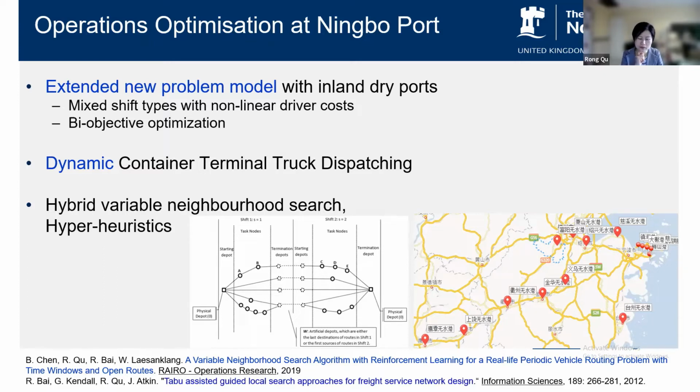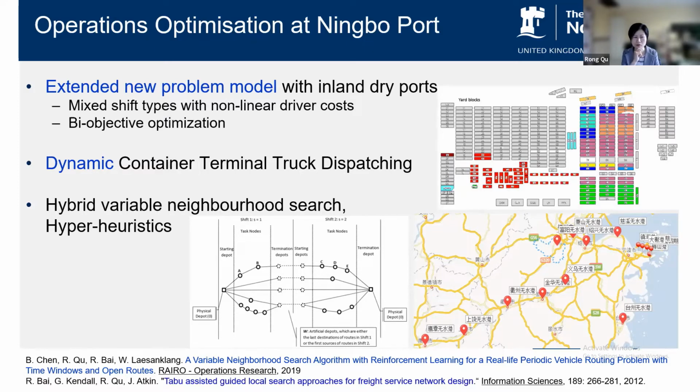So these 2 drivers can drive in turn, satisfying the legislation. We remodeled by adding a dummy depot in the model, and this new problem becomes a new bi-objective optimization problem with mixed shift types. So again, we use hybrid variable neighborhood search and hyper-heuristics to solve the problem. Now the new challenge for us is to model and solve the dynamic container terminal truck dispatching problem within each of these ports. The work is ongoing.